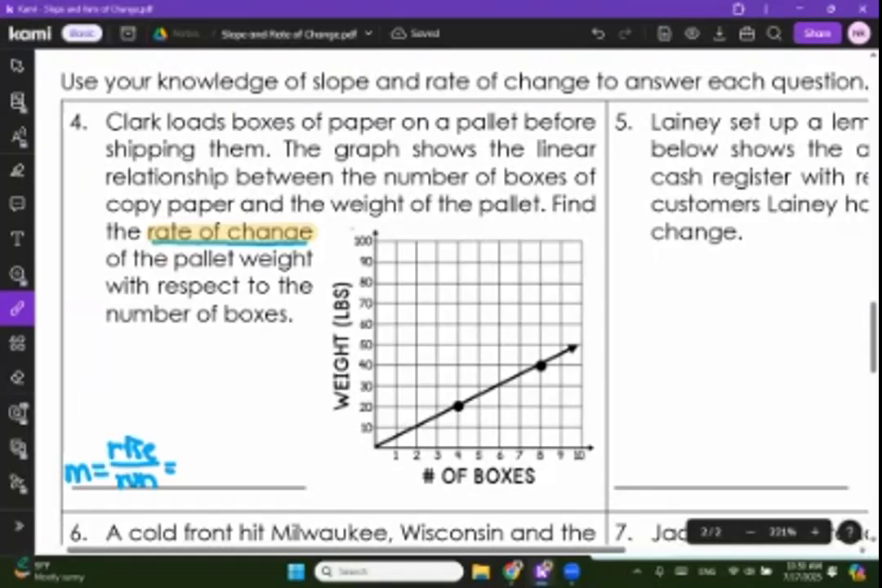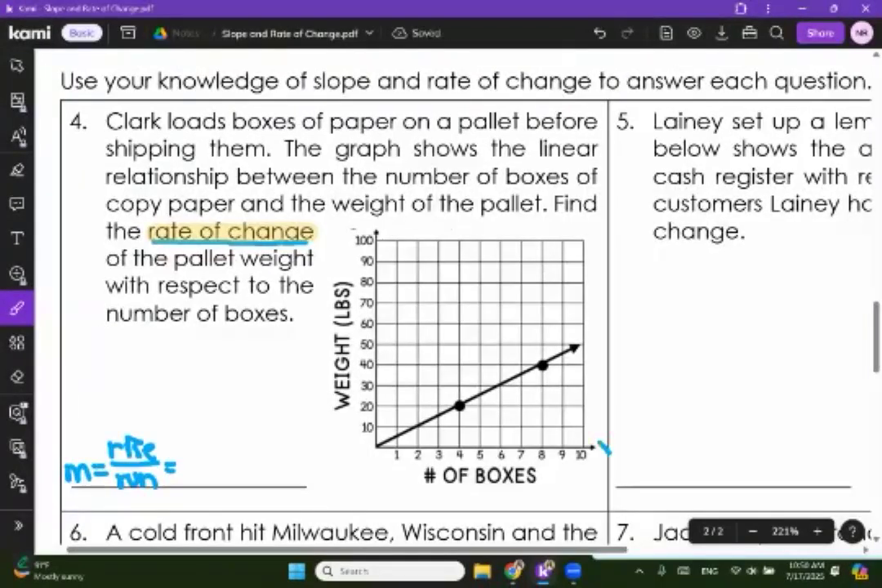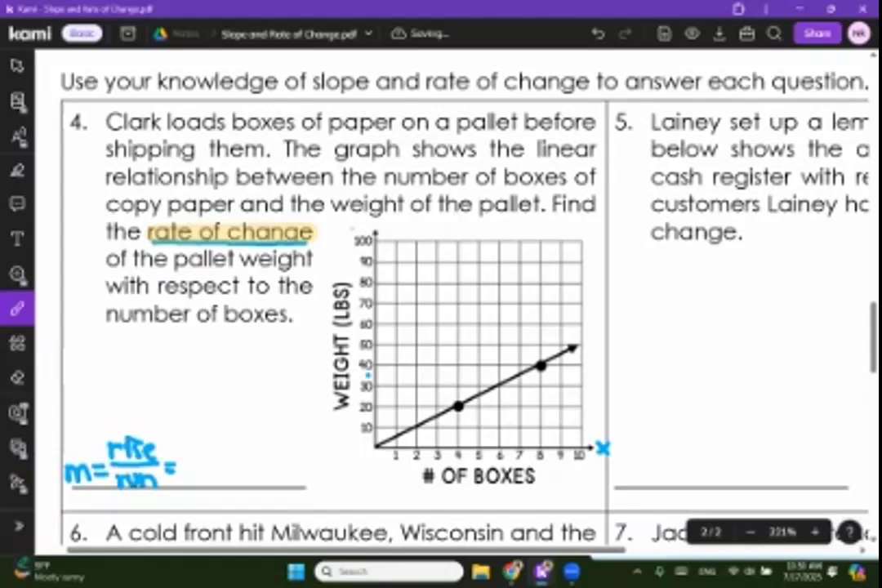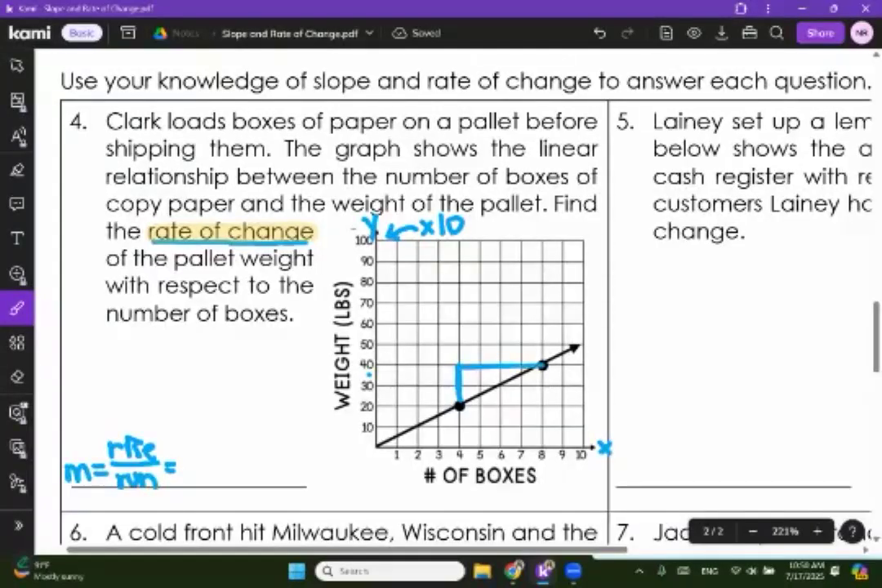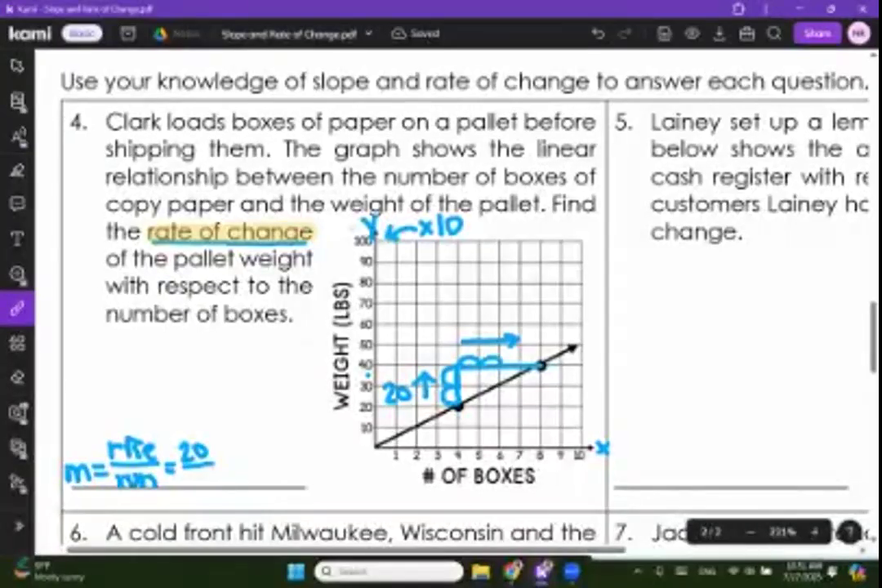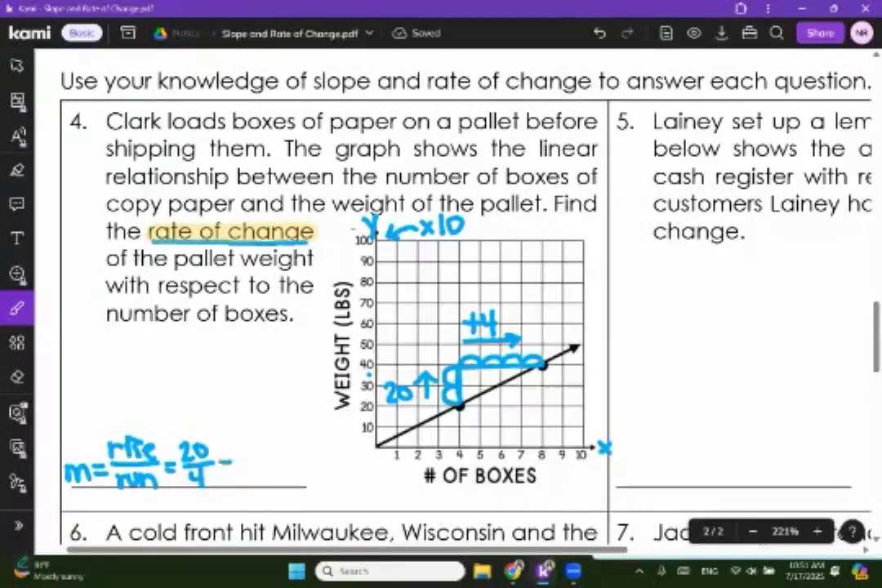Okay. Now, one thing we need to keep in mind is to check our units. Our x-axis goes by ones, but our y-axis is jumping by tens. Okay. Let's draw our right triangle. You want to draw it right above the line, not below. And we count how many we go up, 10, 20. So we rise 20. And then we go to the right, meaning it's going to be positive. 1, 2, 3, 4. All right, now 20 divided by 4 gives us 5.